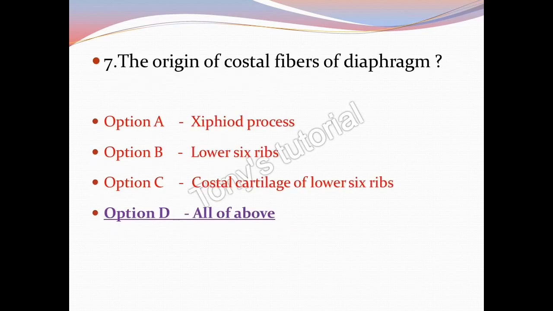The origin of costal fibers of the diaphragm. You know that there are costal fibers and crural fibers. The costal fibers arise from the xiphoid process, lower six ribs and costal cartilage of lower six ribs. So that's all of the above. This is the correct answer.